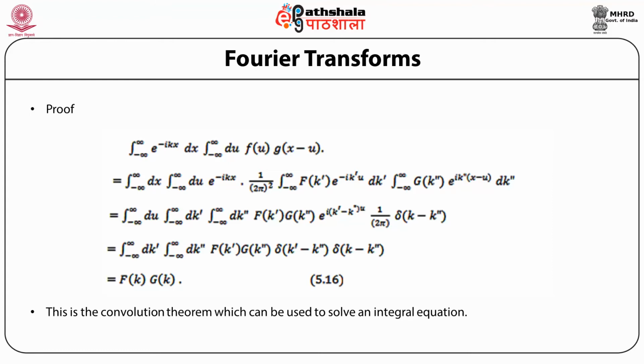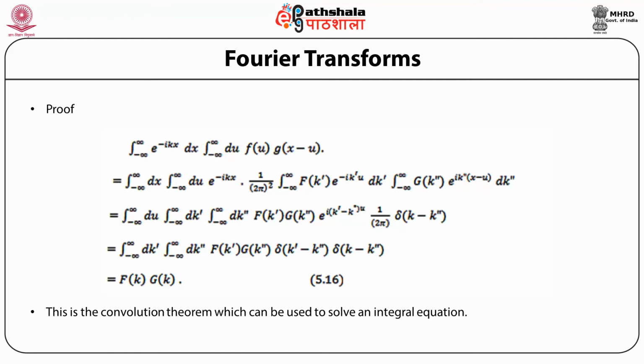to the power minus ikx into 1 upon 2 pi whole square, the integral from minus infinity to infinity of f(k') e to the power ik'u dk', and the integral from minus infinity to infinity of g(k'') e to the power ik''(x minus u) dk''. What we have done, in this double integral, is to replace f(u) and g(x minus u) by the integral transforms, inverse integral transforms, in fact.